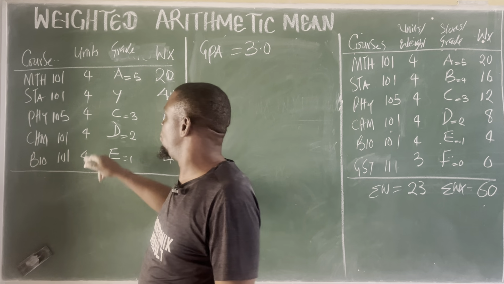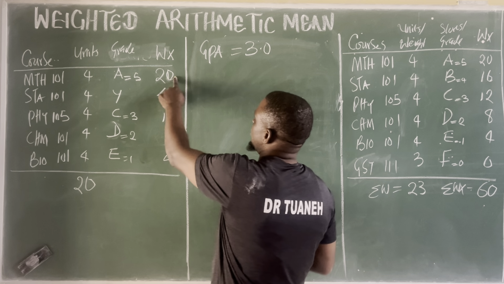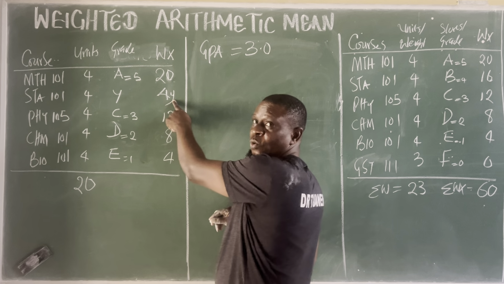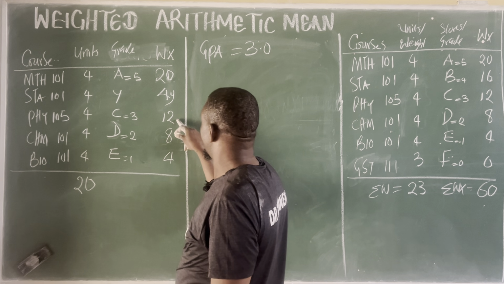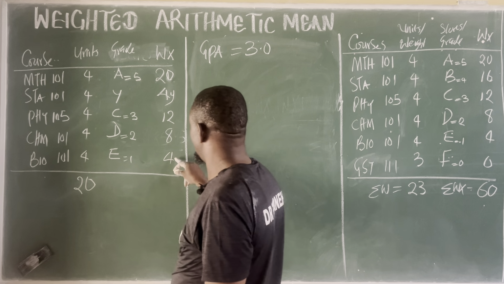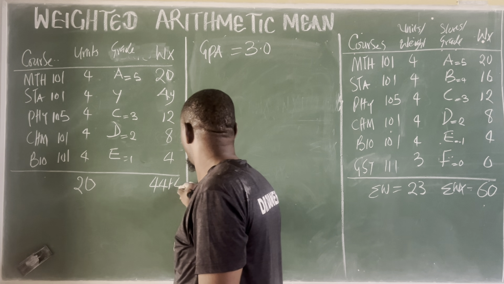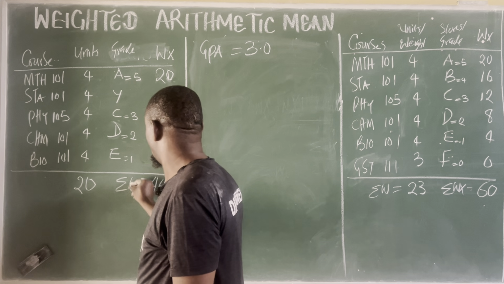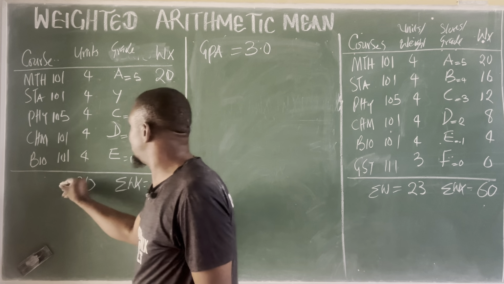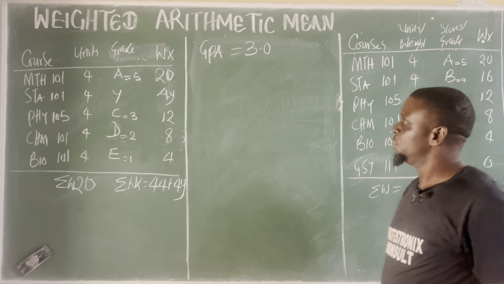Now, the summation of the units, 4 plus 4 plus 4, 5 times is 20. We can't say 20 plus 4y because we don't know what the value of y is. So we'll say 20 plus 12, that's 32, 40, 44. So we'll have 44 plus 4y. That's our summation of wx. So the summation of w will be 20.